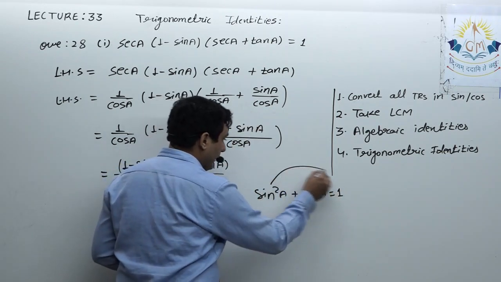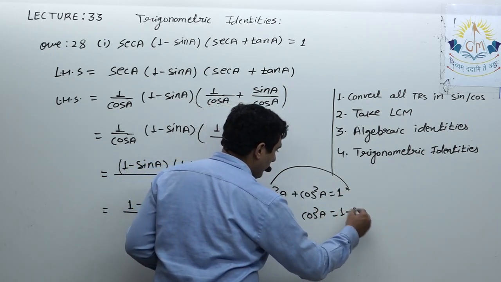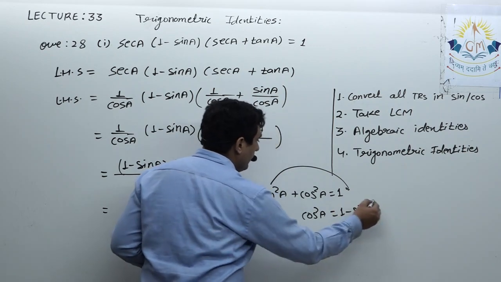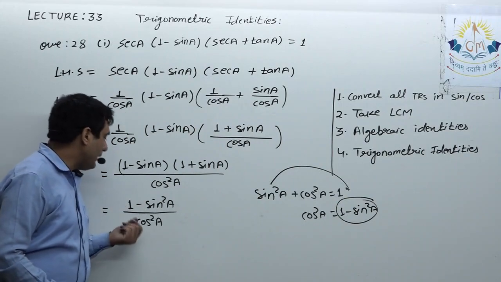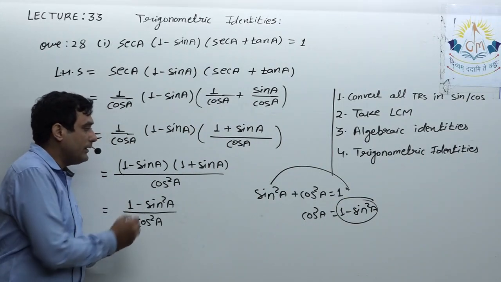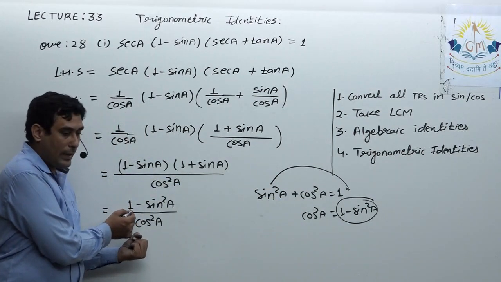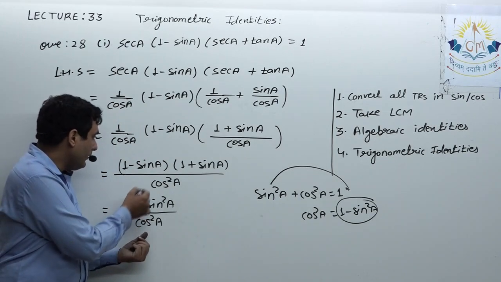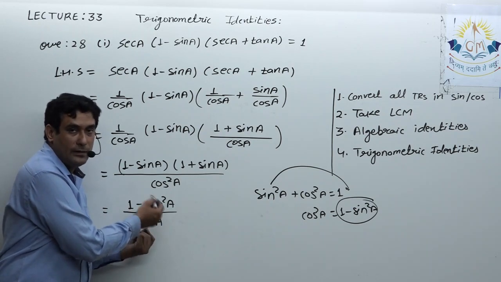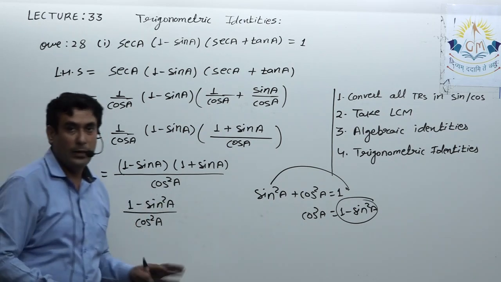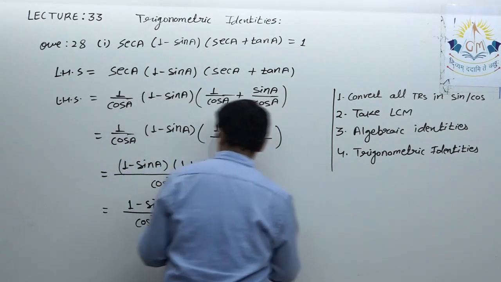So if I take the sine square over here, what will I get? Cos square A is equal to 1 minus sine square A, isn't it? So I can replace 1 minus sine square A by cos square A, or at the place of 1 I can write sine square A plus cos square A. Then minus sine square A plus sine square A will cancel out, and ultimately in the numerator I will get only cos square A. So simply, I am using this identity, sine square A plus cos square A is equal to 1.